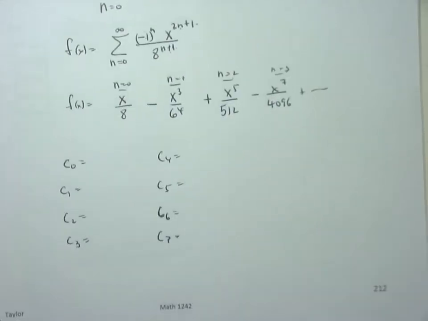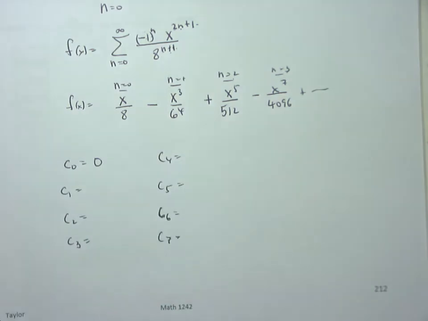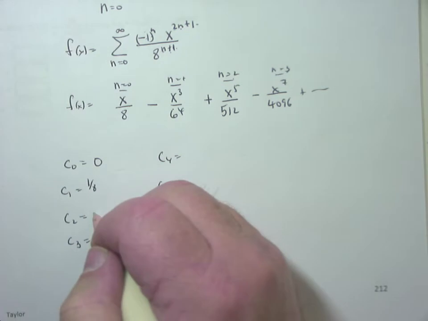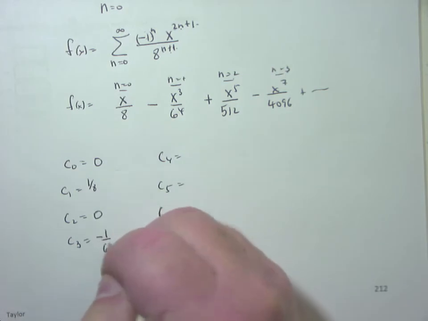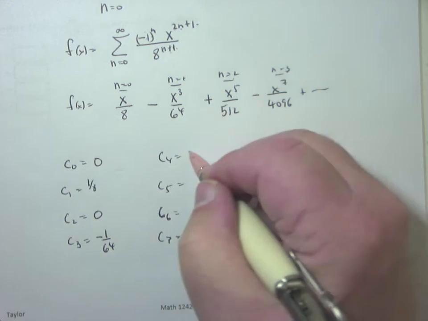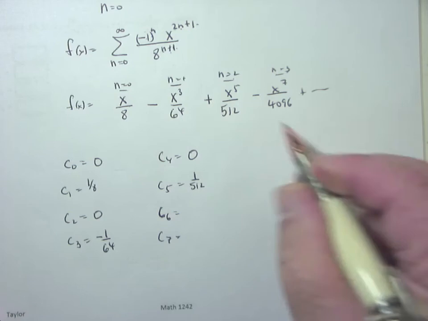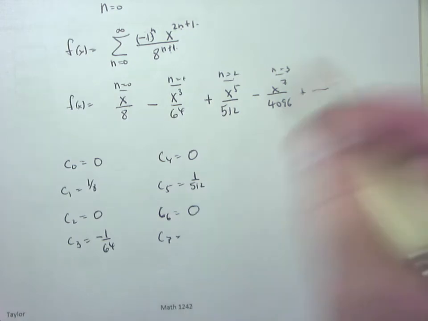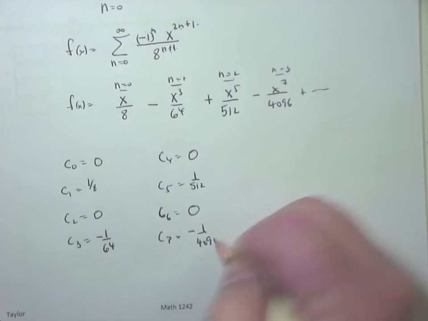Tell me C0. 0. What's C1? 1/8. What's C2? 0. There's no x squared term. What's C3? Sign goes with it. Negative 1 over 64. What's C4? 0. What's C5? 1 over 512. What's C6? 0. There's no x to the 6 term. What's C7? Negative 1 over 4,096. Does that make sense?